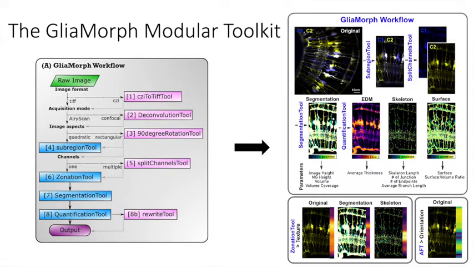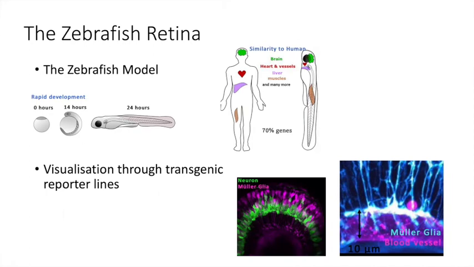Throughout this tutorial, we will be implementing the Gliamorph tool on the focus of our research group's work, the zebrafish retina. Zebrafish are an invaluable model for neuroscience due to their rapid development over the course of 24 hours, their similarity to human structures, and the ability to model disease by simulating patient-specific mutations.